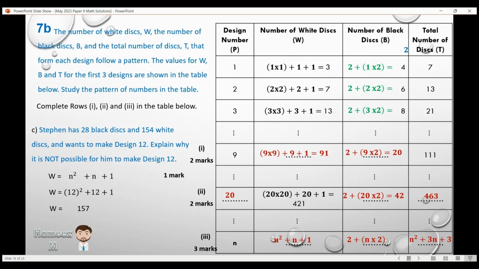Unfortunately, Stephen only has 154 white discs. So he's short by 3. So Stephen does not have enough white discs in order to make design 12.